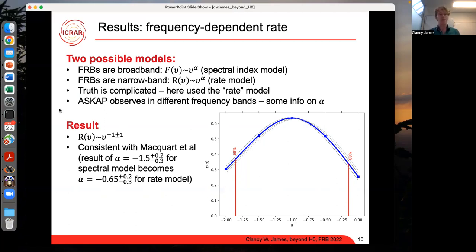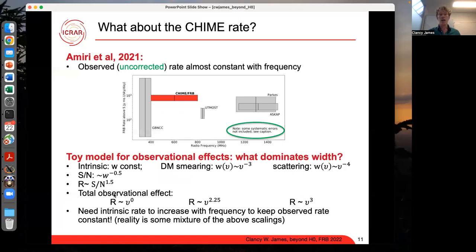And because ASKAP observes in different frequency bands, this gives us some constraint on alpha. Now, we don't get good constraints on alpha. However, it is consistent with Macquart's result for alpha of minus 1.5 or so, which scales to minus 0.65 for the rate model. Now, you might be asking, well, what about the CHIME rate?